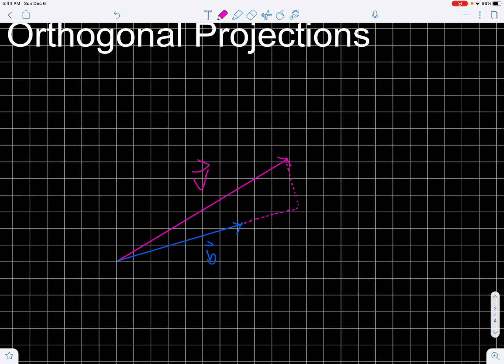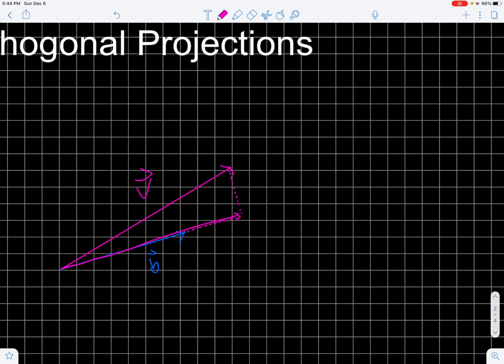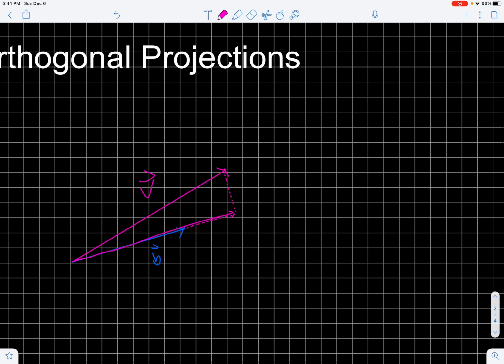So, first, the parallel component. We call that the projection of vector v onto vector b. Essentially, the vector component of v that goes in the same direction as vector b. And we basically did this with orthogonal decomposition. We've just got to add an extra step.